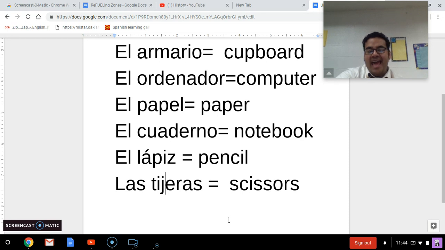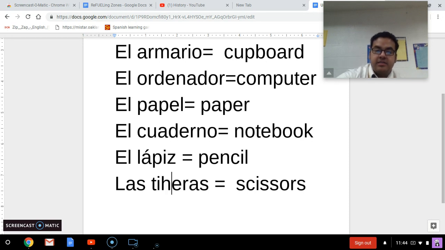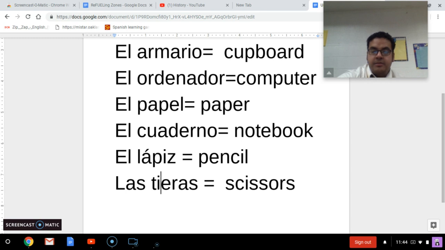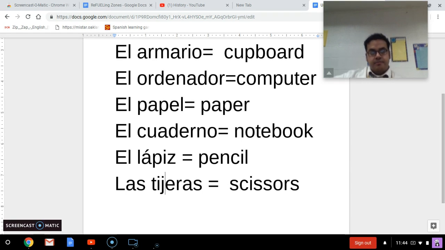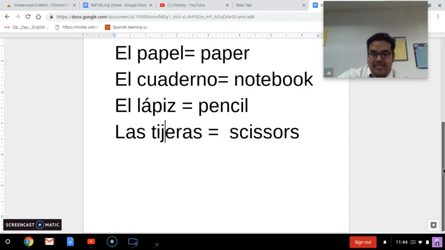Another thing to note. This word, tijeras, sounds like this. In Spanish, the J sounds like an H. Tijeras. Las tijeras.